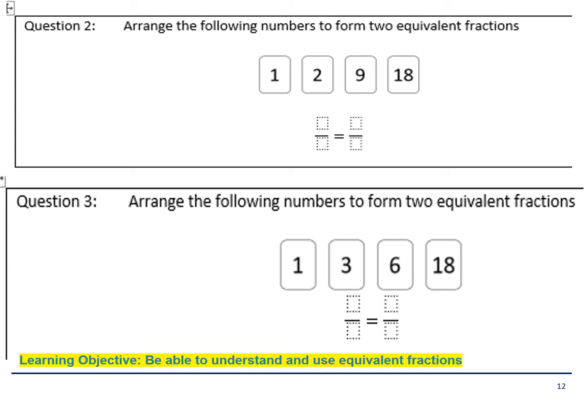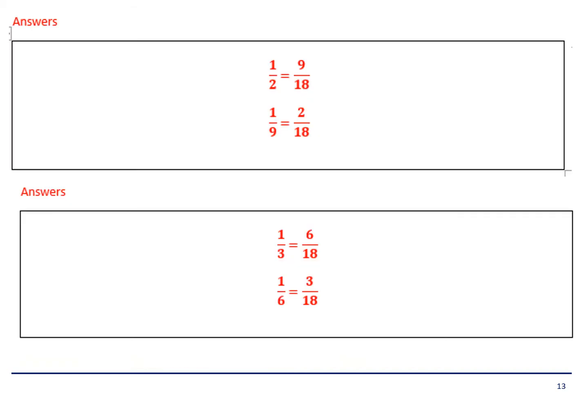This time you're being asked to arrange the following numbers to form 2 equivalent fractions. So slightly more challenging. So pause the video, give it a go. And on question 3, you're being asked to do the same thing again, but with some different numbers. Pause the video and give this one a go too. Here are your answers for the 2 previous questions. So there were 2 ways you could use the set of 4 cards, and also the same on question 3.